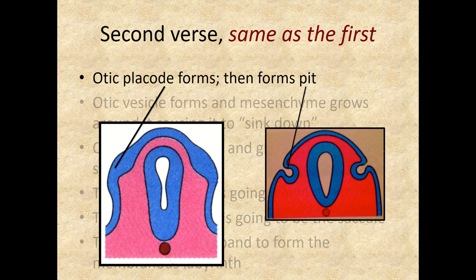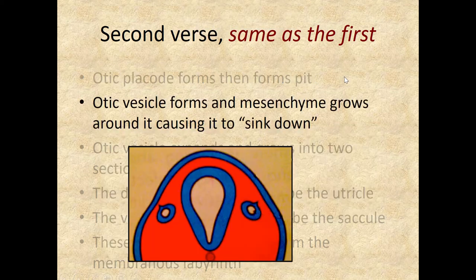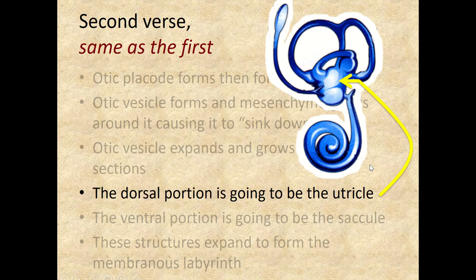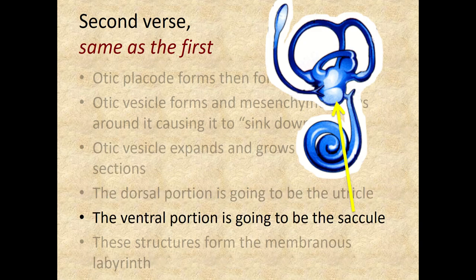All right, so just to recap, at first, the otic placode forms, which is a thickening of surface ectoderm. The placode then invaginates and forms a pit. The otic pit becomes a vesicle as the ends fuse and it sinks down inside the mesenchyme. And then this otic vesicle will expand and grow into 2 sections. The dorsal section is going to become the utricle, and the ventral portion is going to become the saccule.